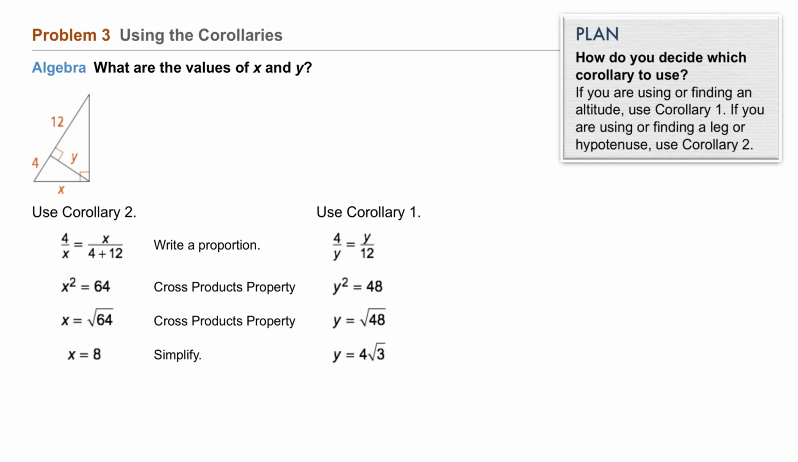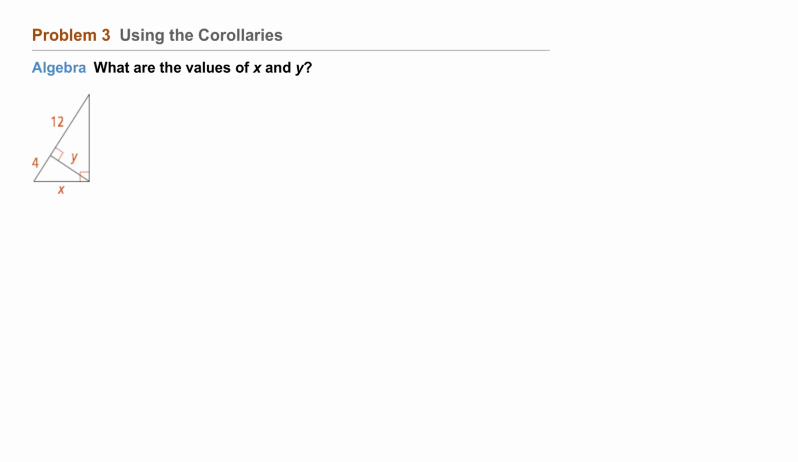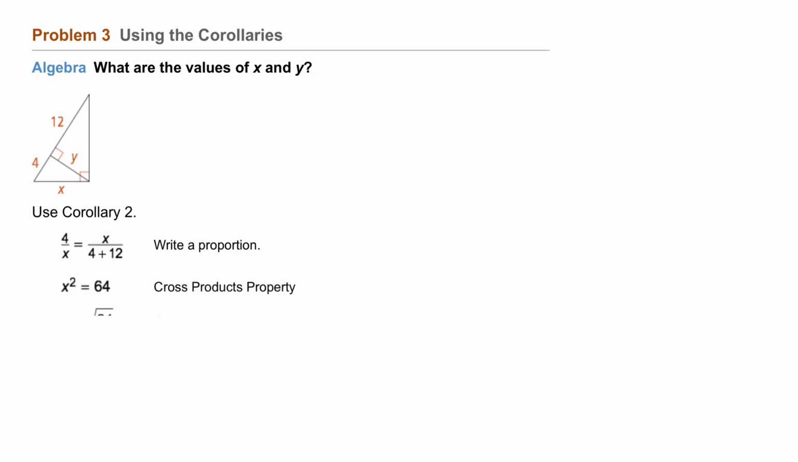Problem 3, using the corollaries. This one involves algebra. What are the values of x and y? Well, first, to find the value of x, we'll use corollary 2. We'll write a proportion, 4 over x equals x over 4 plus 12, and then work to solve the proportion using the cross products property and find that x equals 8.